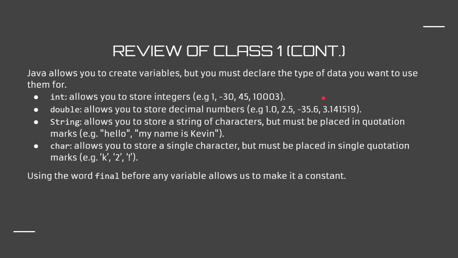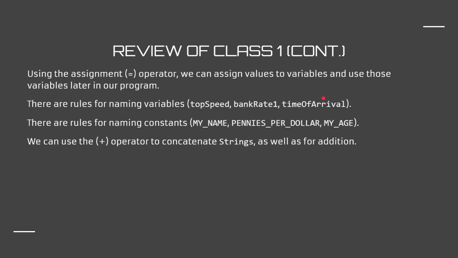We learned about variables and the different data types. Ints store integers, doubles store decimal numbers, strings store strings of characters, and chars store single characters. We also learned about constants, which you can declare as a variable as being constant by using the final keyword. Using the assignment operator, we can assign values to variables. And then we talked about naming conventions for variables and how they're different from constants. And we talked about concatenation.